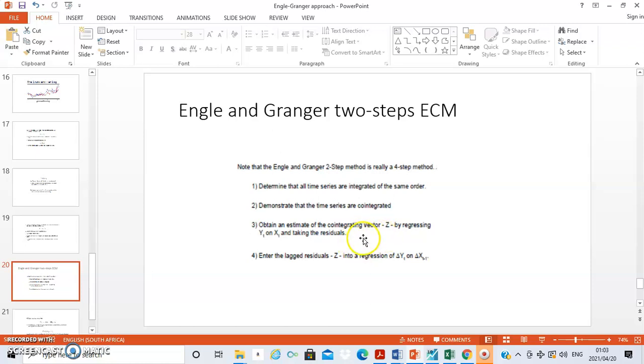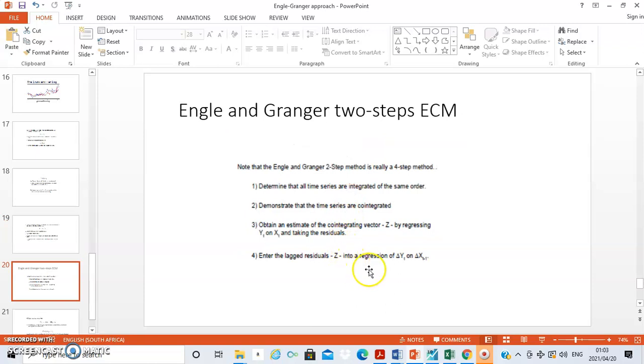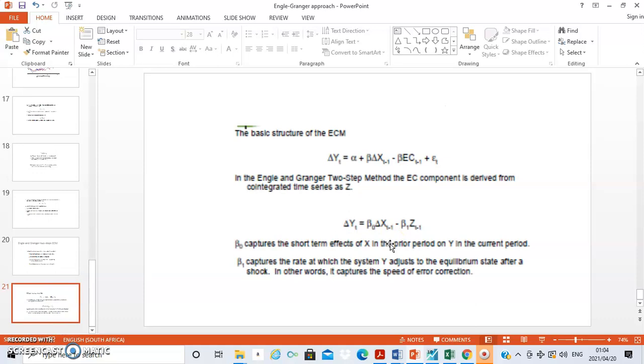Now once we obtain that residual, we finally estimate the error correction model, where we regress change in y on change in x, including this lagged value of the residual. Remember that in the previous one we said we are using z t minus 1, so that's why the error correction term must enter lagged by 1 period. You can see that here we are no longer regressing y on x, but we are regressing change in y on change in x. And this is basically how the Engle Granger approach works. Now I'll show you in EViews how all this works.